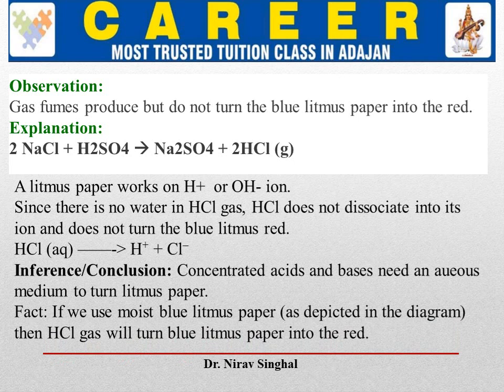In fact, if we use moist litmus paper, then HCl gas will turn blue litmus paper red, because moist litmus paper means water is available on the surface of the litmus paper, and whenever HCl comes in contact with the water, it donates H plus, and once the H plus comes in contact with the litmus paper, it will definitely change its color from blue to red.